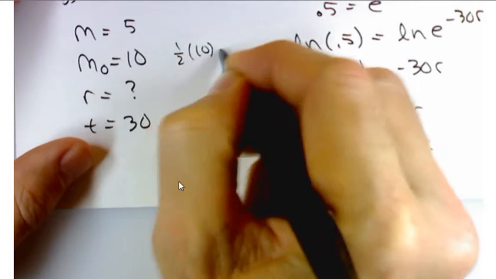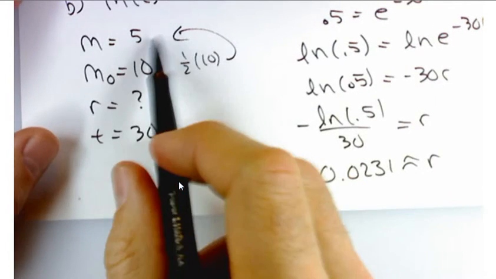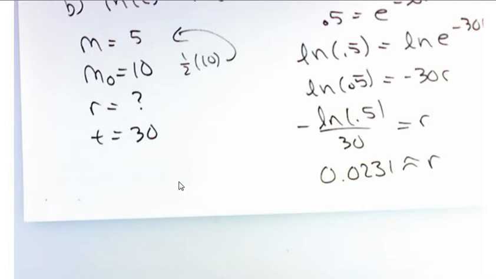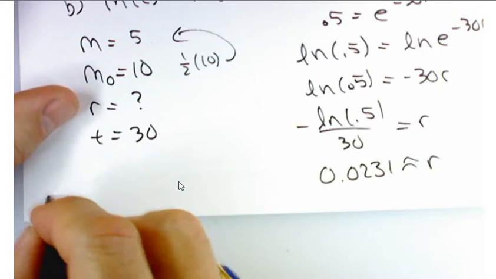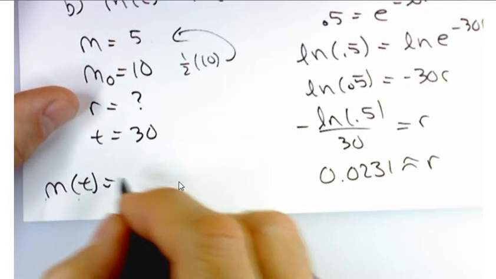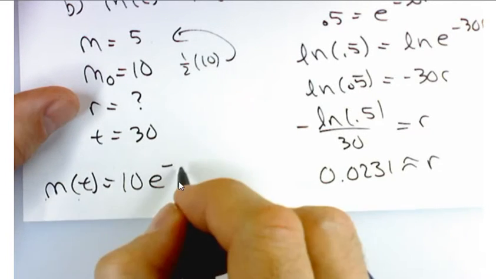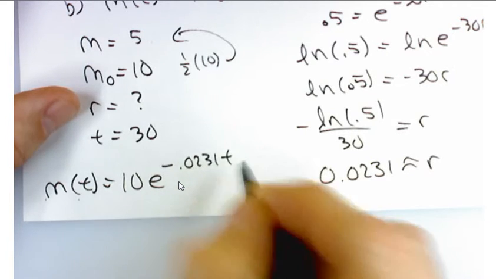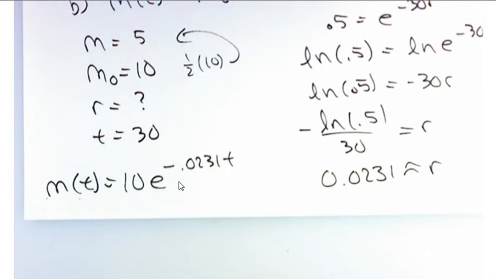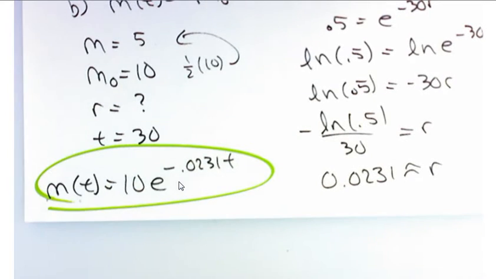Other thoughts on problem number 18b here? So our final model is going to look like this. M of t is going to be 10 times e to the negative 0.0231 times t. And that's an equivalent model. If you were to graph this function at the same time you graphed this one up here, you'd see you get the same thing. They'd represent the same graph.